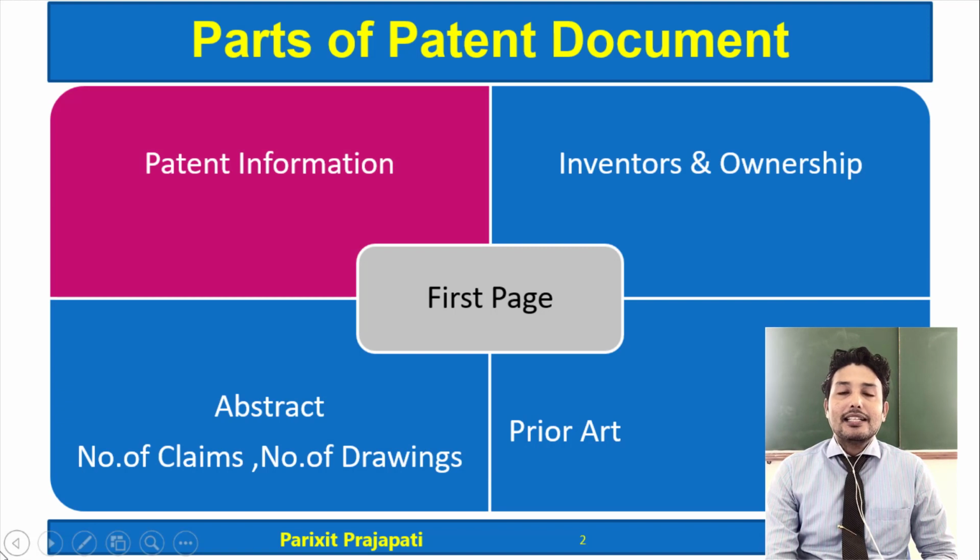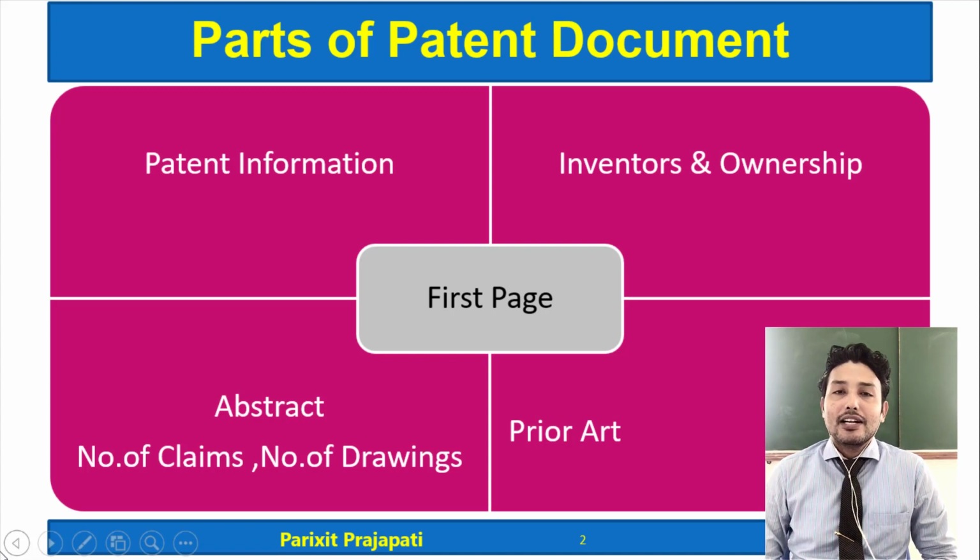Patent information, it contains bibliographic information related to the patent. We get a lot of information from this first page. Then inventor and ownership of the patent, prior art. Prior art is what information is available in the public domain before the filing of this patent, and abstract, number of claims, number of drawings. This information is available on the first page of the patent document.